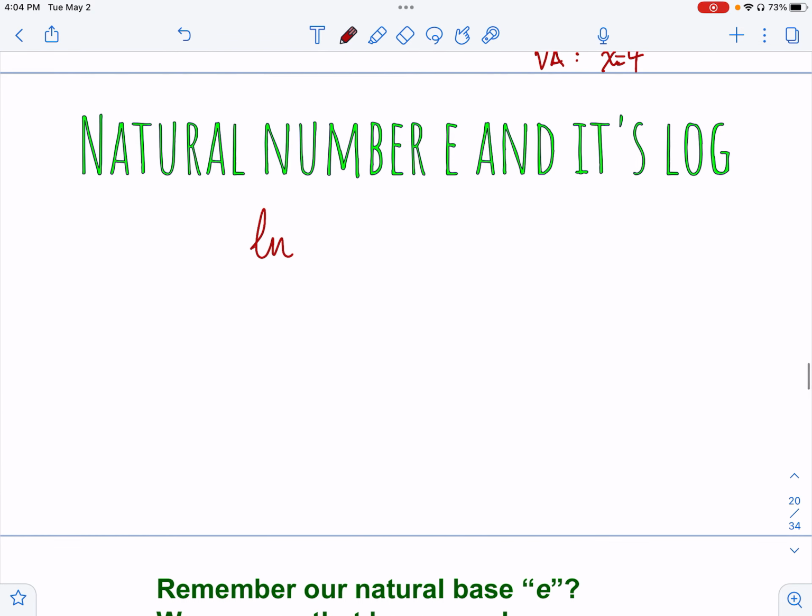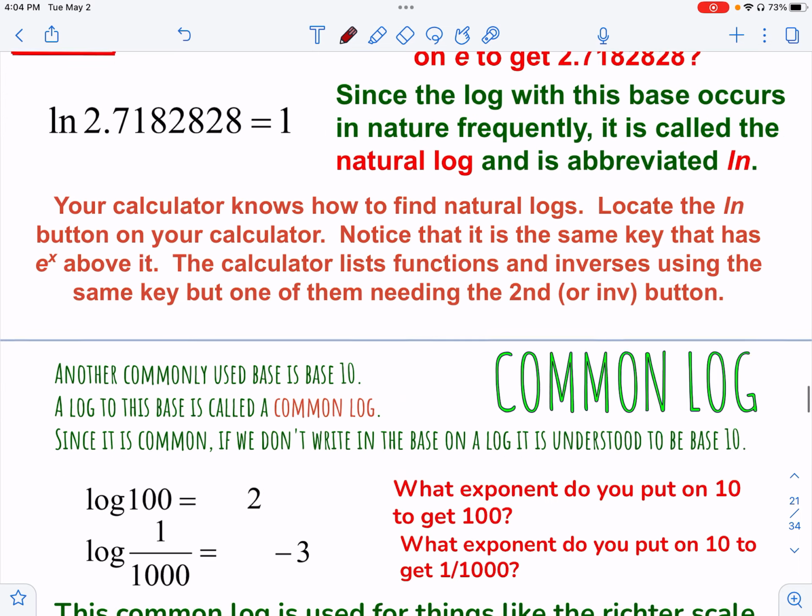Just remember natural log is basically log to base e, and then no log base written is defaulted to base 10, which automatically means base 10. And then any other log base will be given. This base 10 is called the common log.